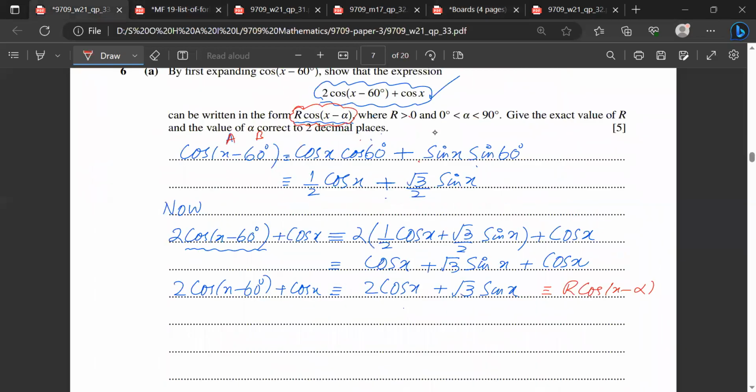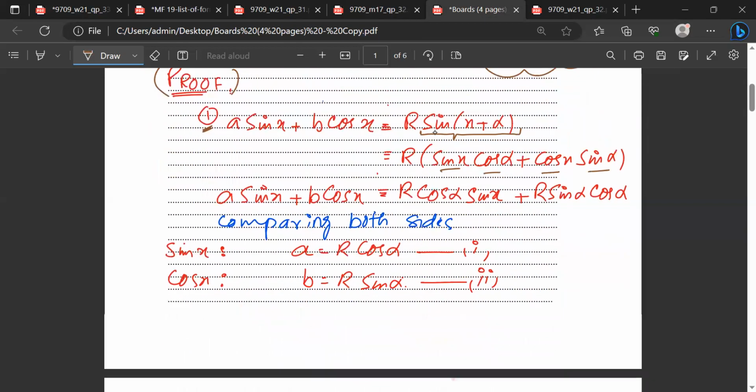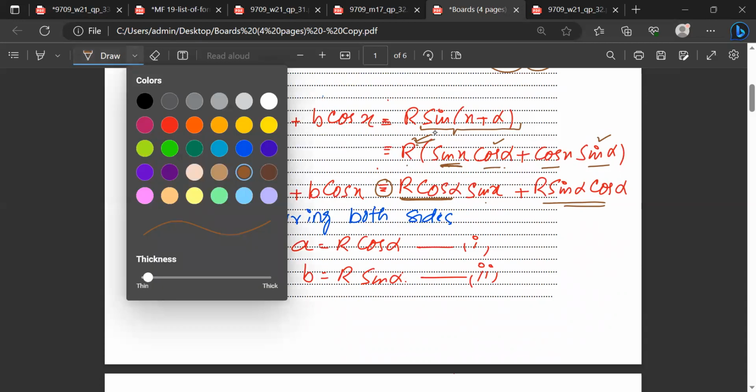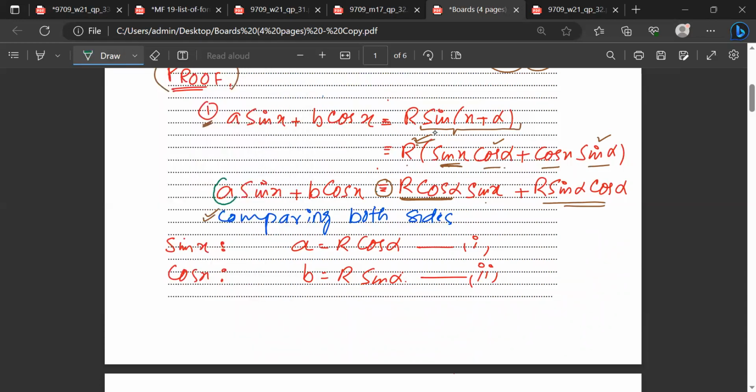Next, you can open the bracket: R sine of x cos of alpha, and then R sine of alpha into cos of x. In this way, there are two sides, and these two sides are identical. What you can do is compare both sides. You can compare the coefficient of sine x. The coefficient of sine x on the left hand side is a, and the coefficient of sine x on the right hand side is R cos of alpha.